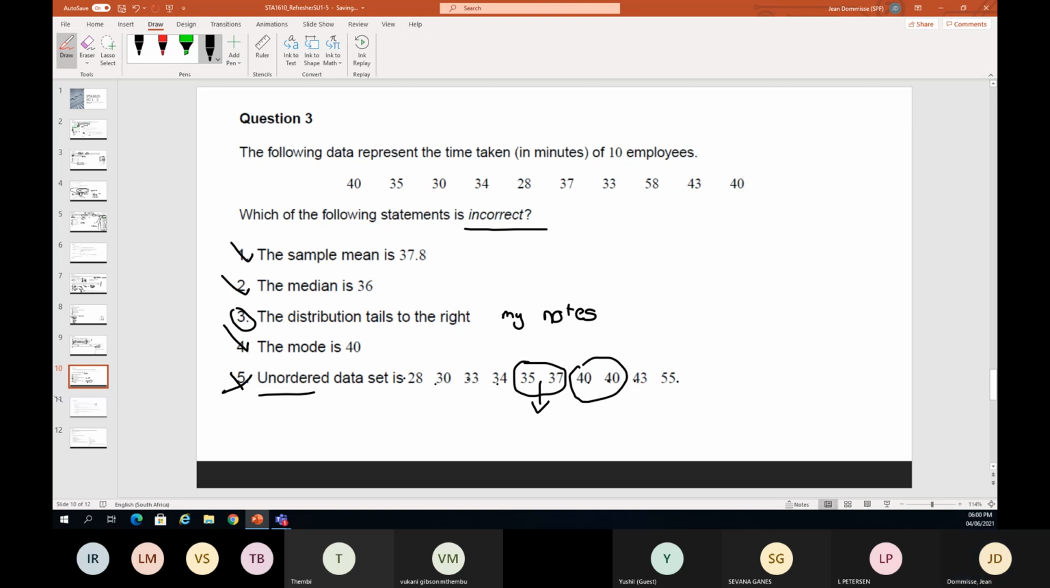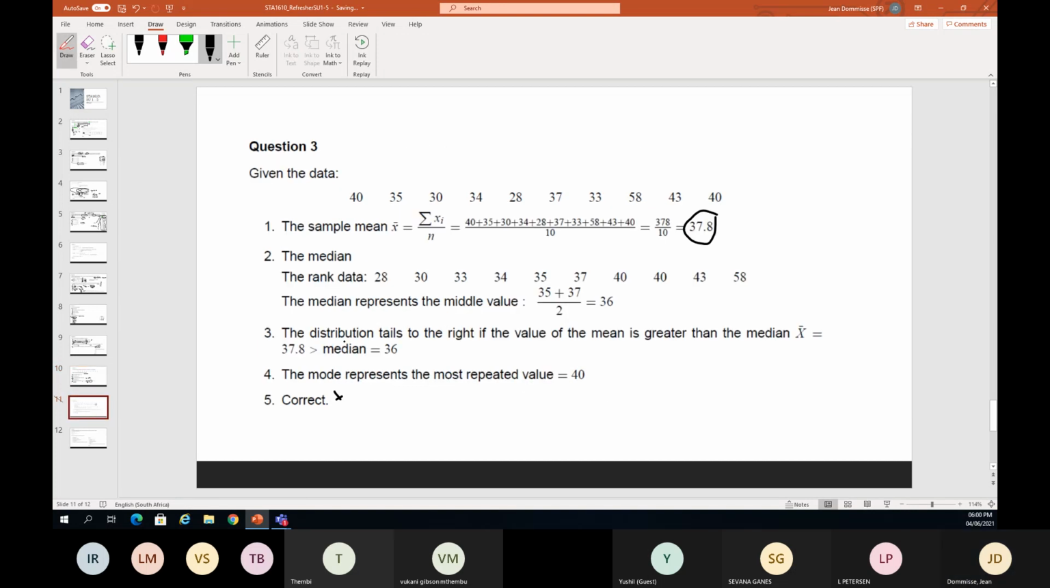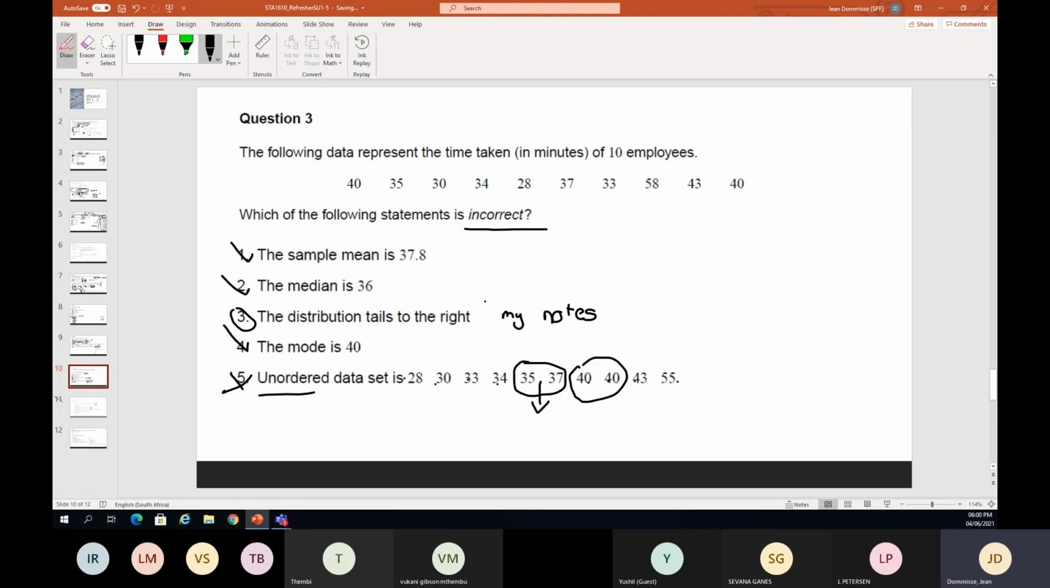Sean, can you just repeat what you said? The data tails right if the mean is greater than the mode. I just wanted the distribution, sorry, the median. Tails to the right if the value of the mean is greater than the median. So we know that the value of the mean is greater than the median. Tails to the right. I'll go and check my notes because I know I've written those three down on the notes. But definitely option 5 is incorrect because that is ordinal data.